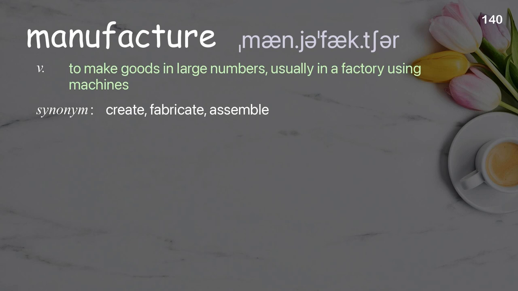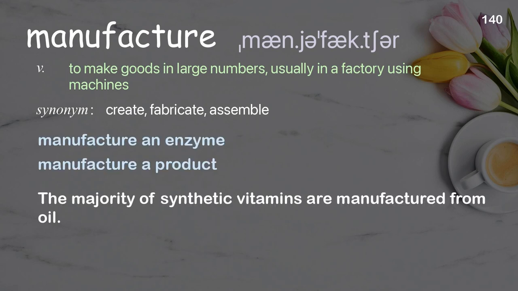Manufacture. To make goods in large numbers, usually in a factory using machines. Examples: manufacture an enzyme, manufacture a product. The majority of synthetic vitamins are manufactured from oil.